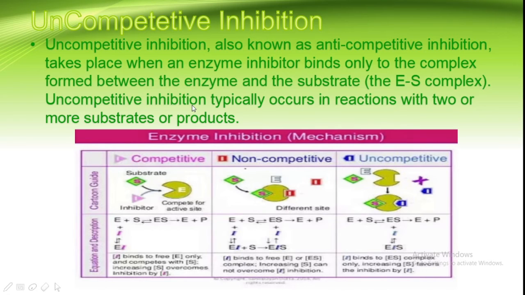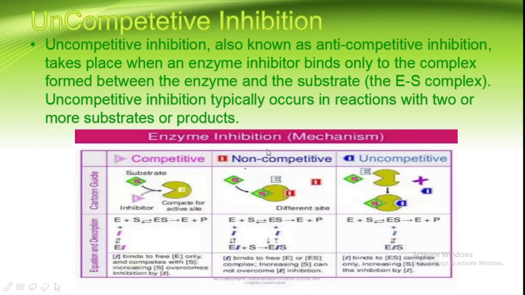Uncompetitive inhibition, also known as anti-competitive inhibition, takes place when an enzyme inhibitor binds only to the complex formed between the enzyme and the substrate. So, the enzyme-substrate complex. Uncompetitive inhibition typically occurs in reactions with two or more substrates or products.